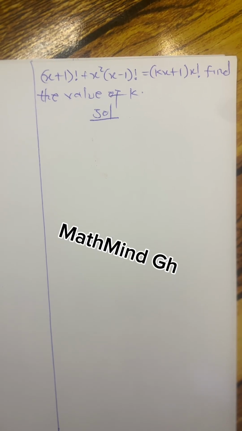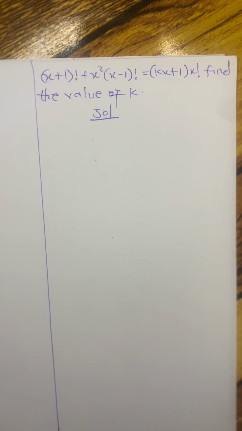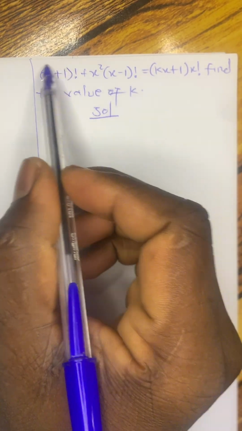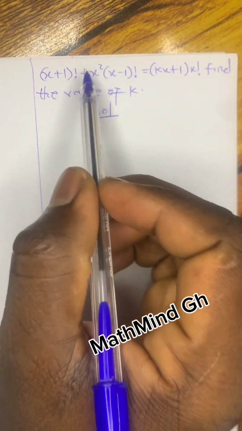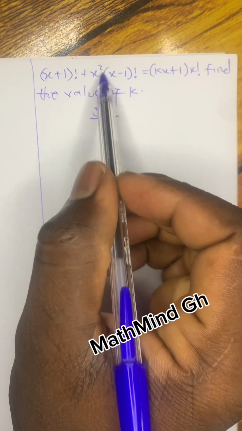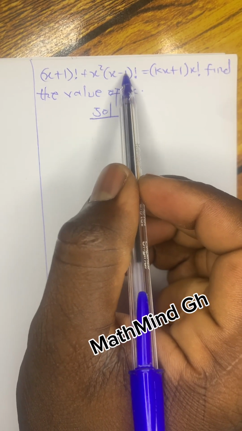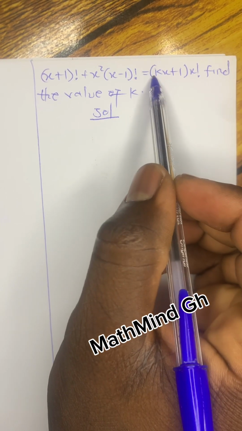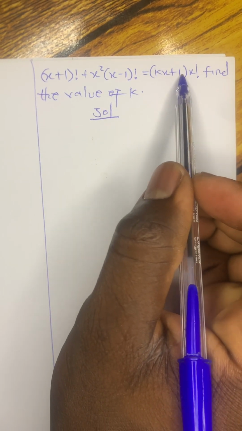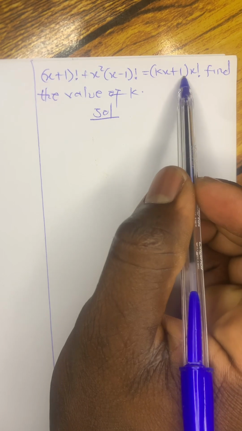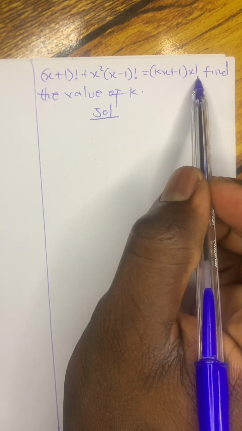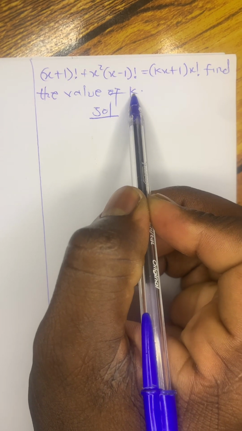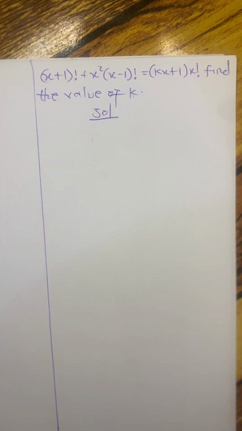We have a question on factorial. The question states that (x+1)! + x²(x−1)! is equal to (kx+1)x!. We should find the value of k. That is what the question is suggesting.